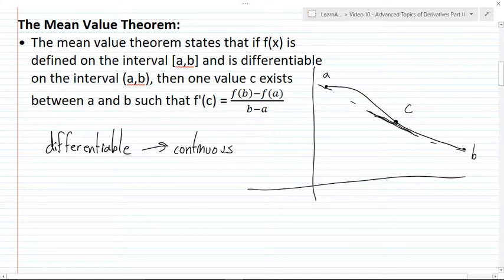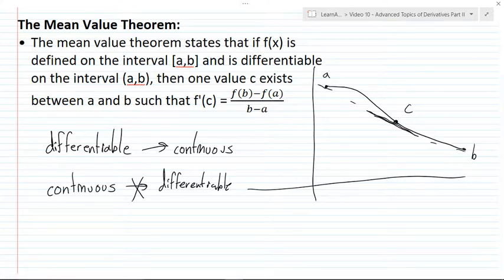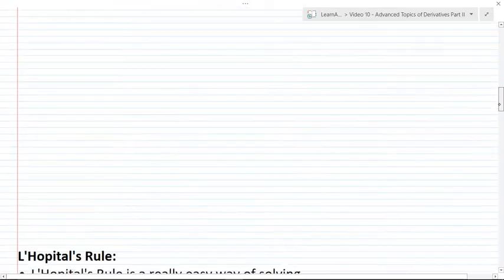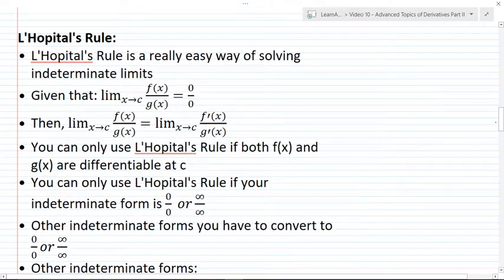But do note that we can't say that we are continuous, therefore differentiable. So this does not work. But do note that if we're differentiable, we're continuous. If we're continuous, we might be differentiable, but not necessarily. Okay, so again, feel free to stop me at any point if you have questions.